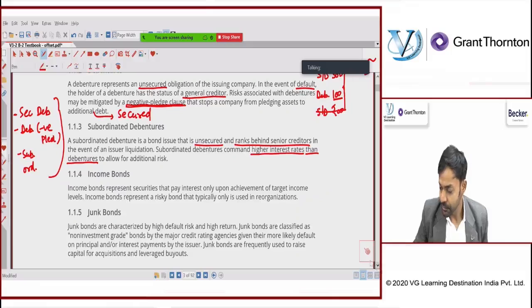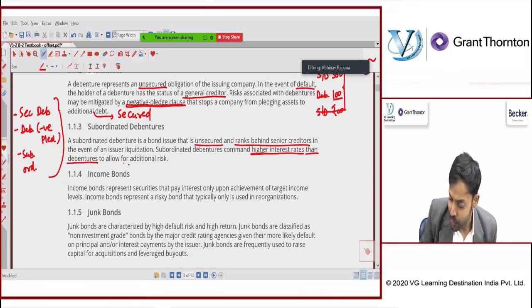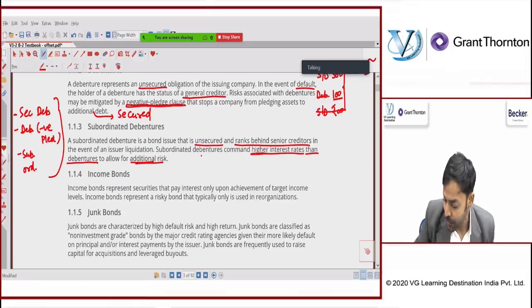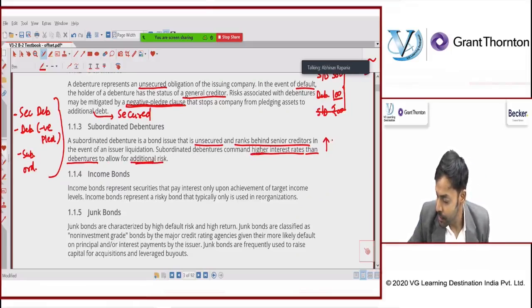So the way the logic we have done, they will command a higher interest rate than the debentures to allow for the additional risk. The same thing we have done: high risk, and they'll ask for high return.